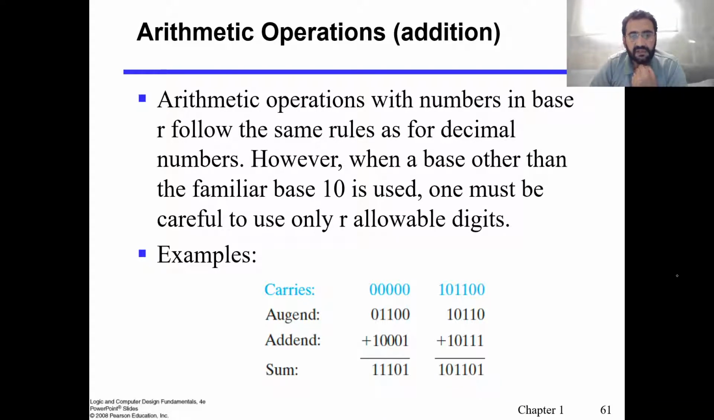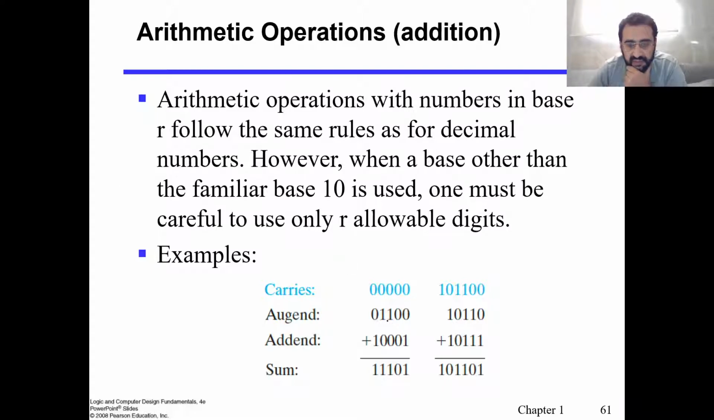Assalamu alaikum. In this video, we'll look at simple operations using the binary system. So we'll quickly look at addition. The additions are done exactly the same way as we used to do the additions in the decimal system.